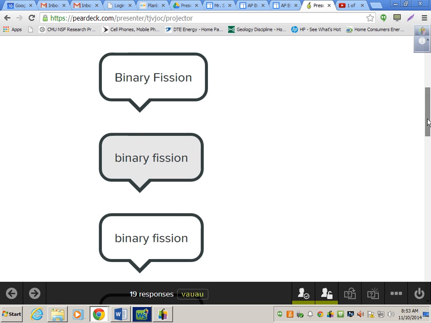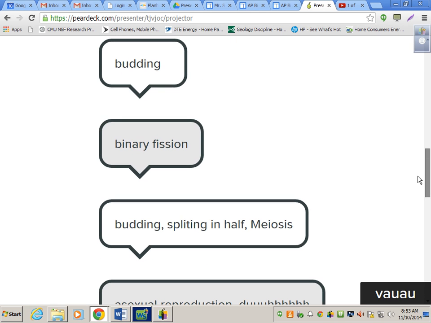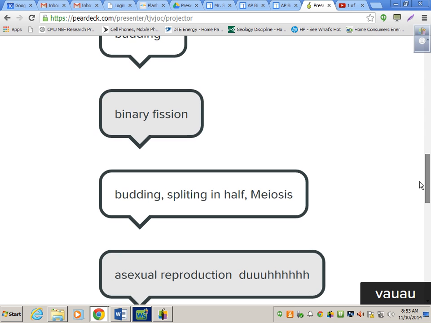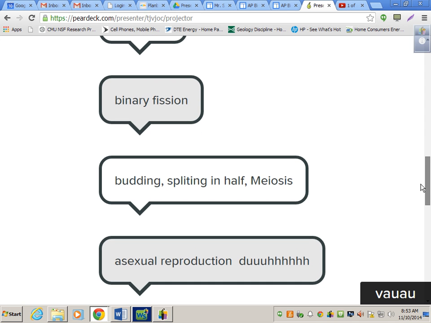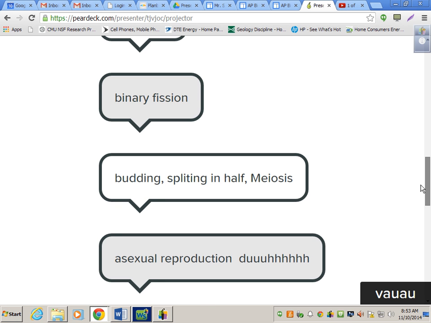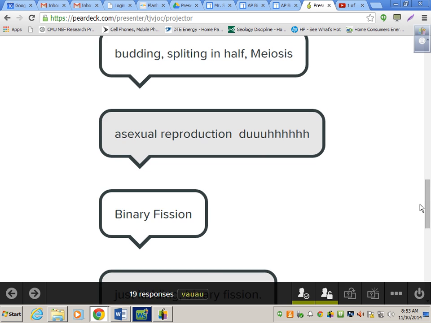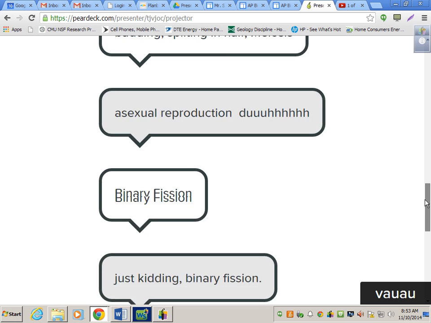Now we have budding. No, budding is a type of asexual reproduction, but budding is sort of like how Hydra reproduce, which is a eukaryote. It's a protist, right? Yeah. There are hydras. They're in pond water.